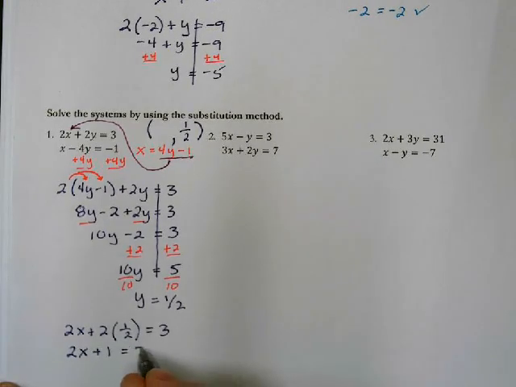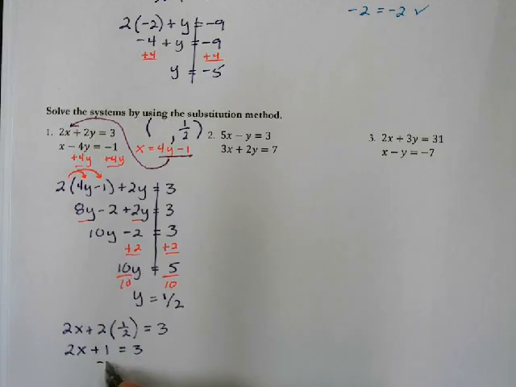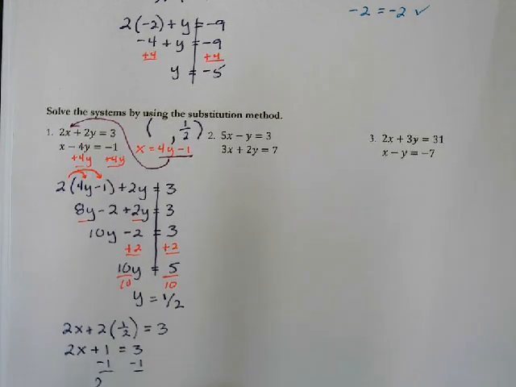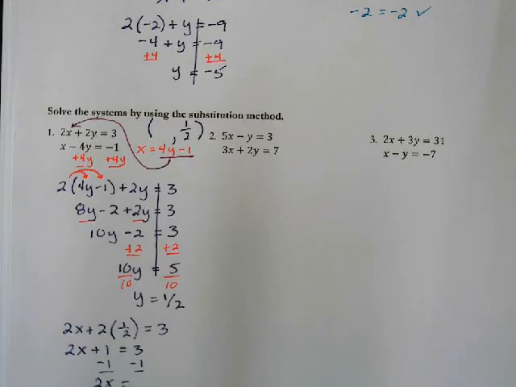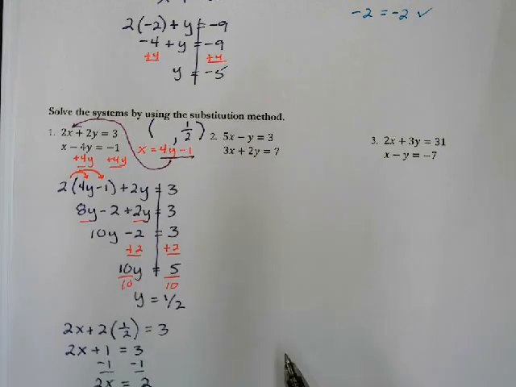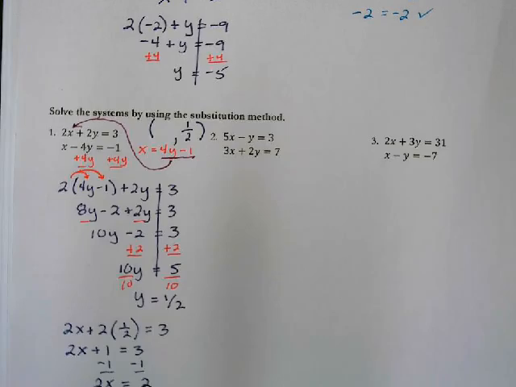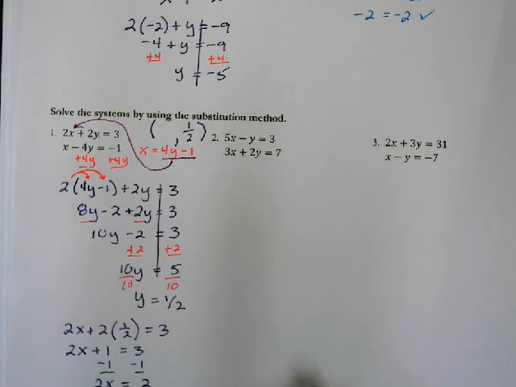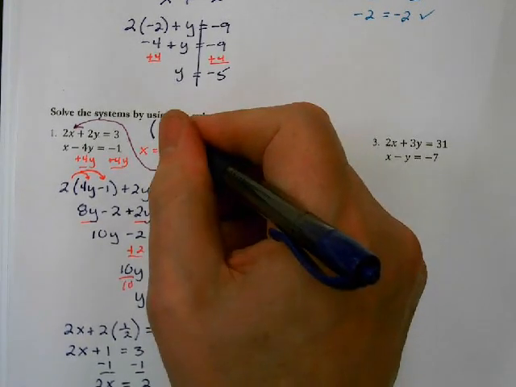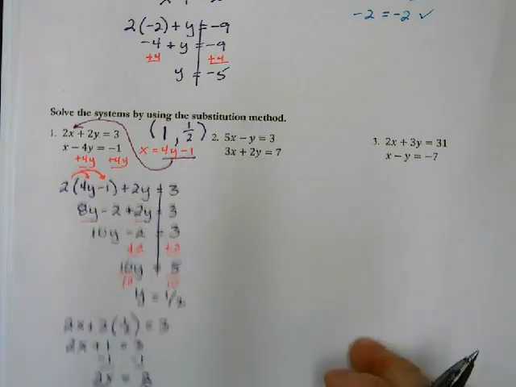I will now subtract 1 from both sides. Oh, I forgot to use the other color. Oh gosh. And I get 2. So I subtracted 1 from both sides and got 2. And now I'm going to divide by 2 on both sides. X is 1. So I think my answer is 1, 1/2. Ooh, you can see it. Sorry about that.